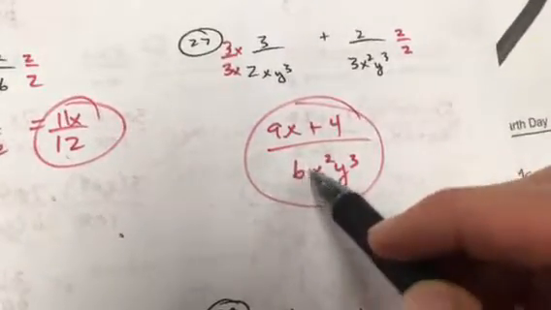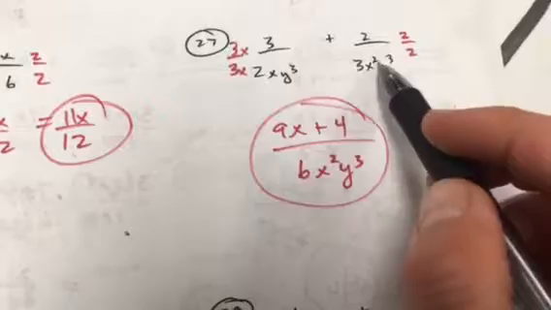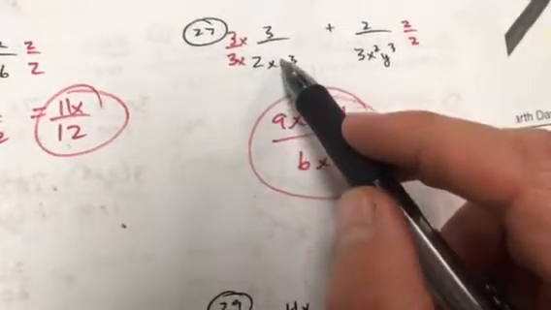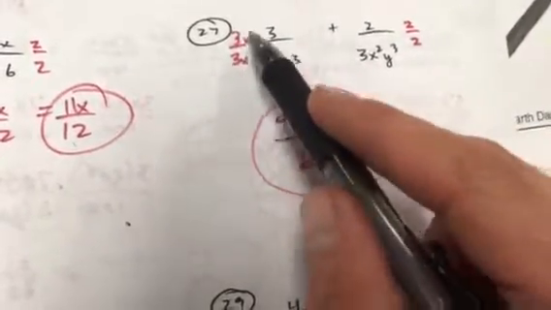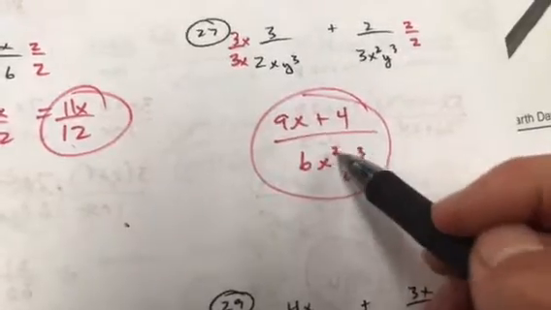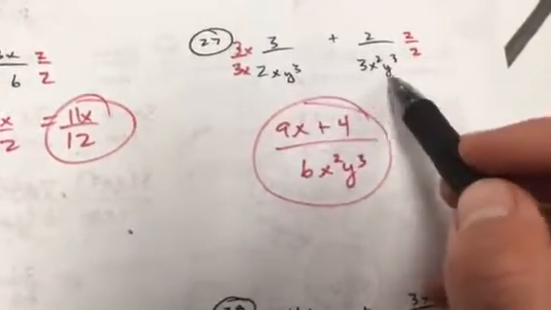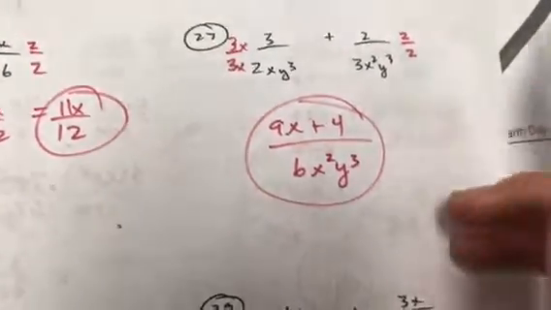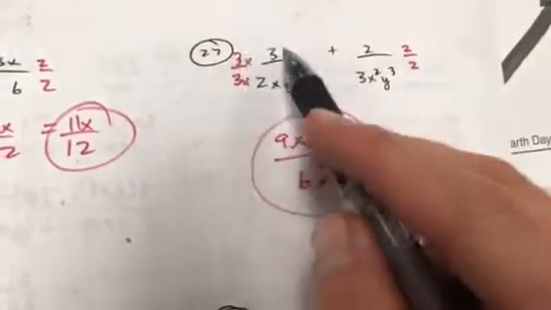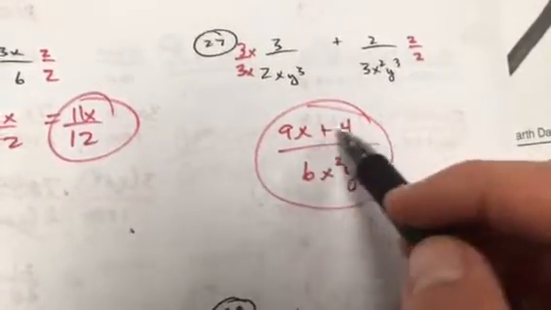Now you're going to have a 6 right here. The highest power of x is x squared, so this guy needs another x if it's just a single x. So give it an x over x. So I have x squared here. They both have y to the third, so we don't have to do anything with the y's. 3x times 3 is 9x. 2 times 2 is plus 4.